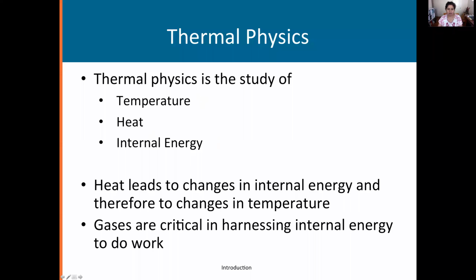We will learn about gases towards the end of this chapter because gases are critical for harnessing that internal energy to do work. Okay, so they can store internal energy and they can release it. And we can use that energy to do work.